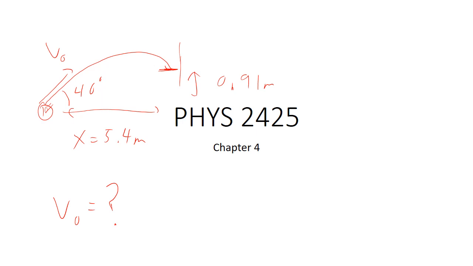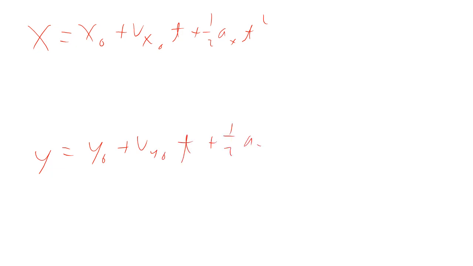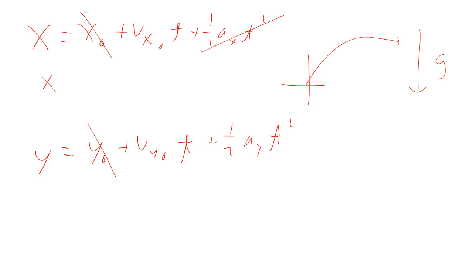Okay, so we look at our situation. We have x equals x naught plus v x naught t plus 1/2 a x t squared. We have that y equals y naught plus v y naught t plus 1/2 a y t squared. We know the gravity is just going to be down here. We can put our origin right where we start, so x naught is 0, y naught is 0. X acceleration is 0, so x is just going to be v x naught t, and y is going to be v y naught t plus 1/2 a y t squared.